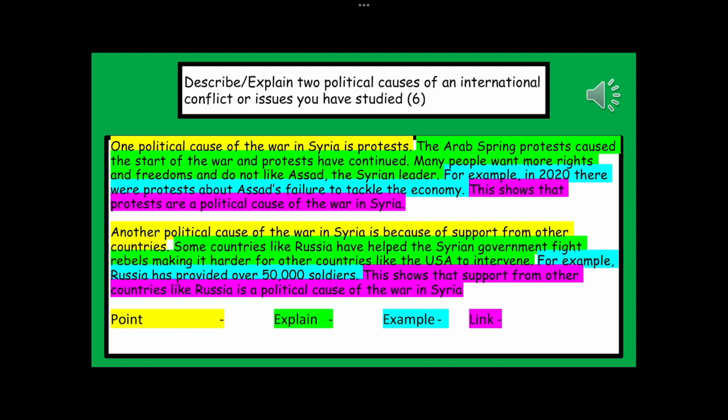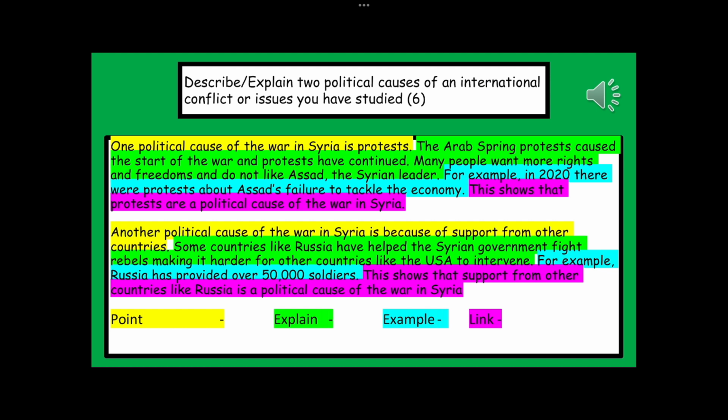Alright, then you're going to move on and back that up again with an example. So you're going to say, for example, in 2020 there were protests about Assad's failure to tackle the economy. After you've made your example, you're going to link that back to the question. So as you can see, this shows that protests are a political cause of the war in Syria. That clearly links back to your point, but it also clearly links back to the question, which is asking you for a political cause of an international conflict or issue you've studied.